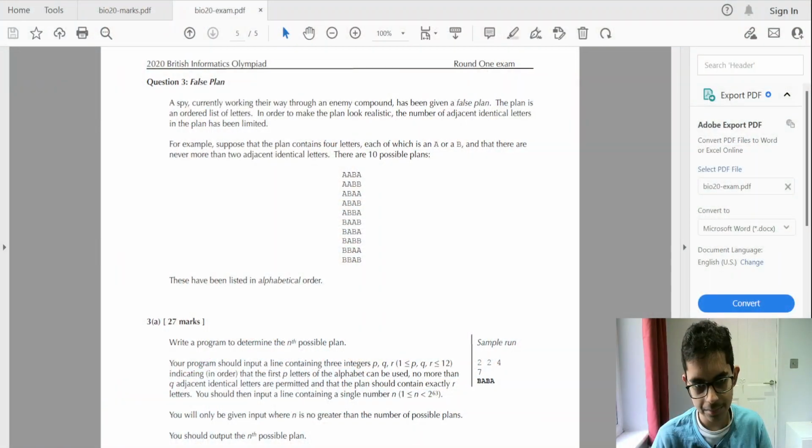Today we'll be taking a look at a British Informatics Olympiad question, question 3 from the 2020 paper. So let's have a look at the question. I'll let you have a quick read of the question before I jump to the whiteboard and explain what I understand from it and the solution.